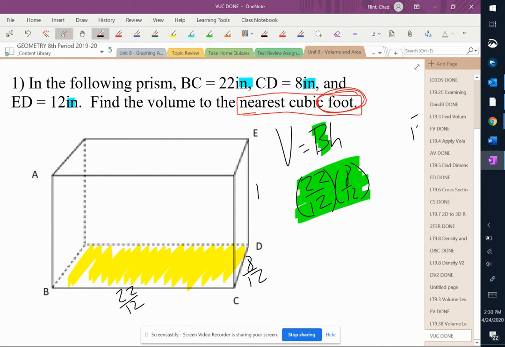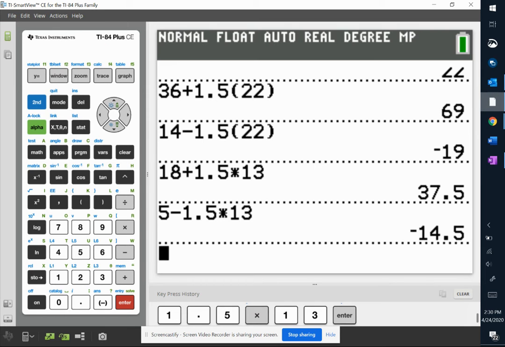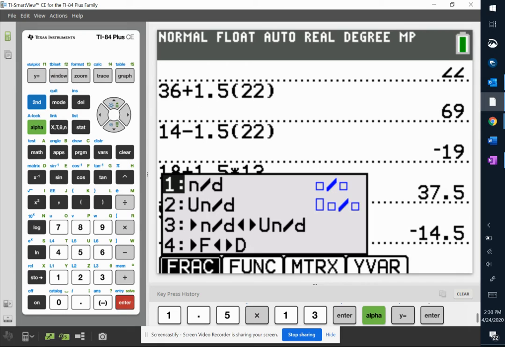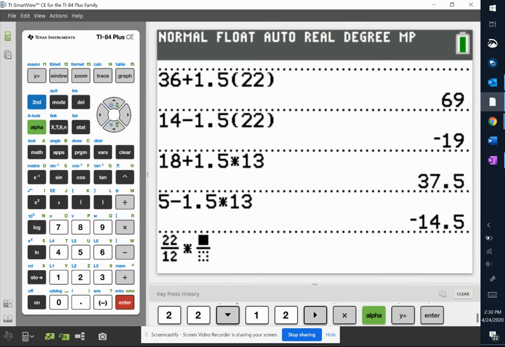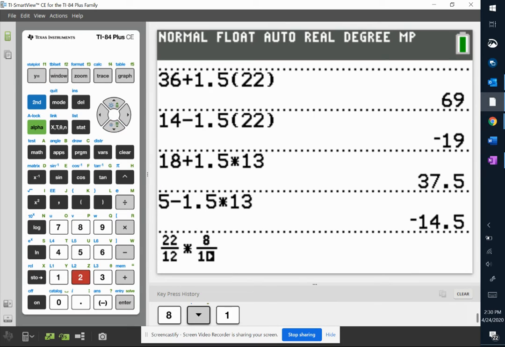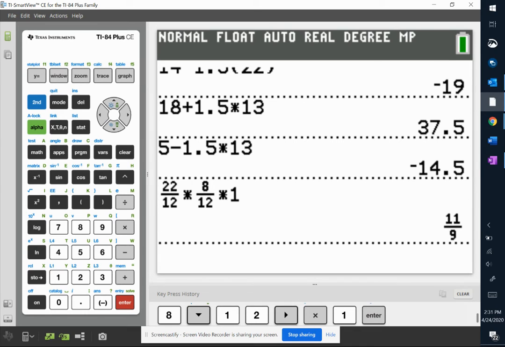So that's my capital B. And then my height is 1. So times 1, that's my height. Let's color code that guy. H, H, H. So I'm going to take the calculator and type all that stuff in. So 22 over 12 times 8 over 12 times 1 gives me 11 over 9.